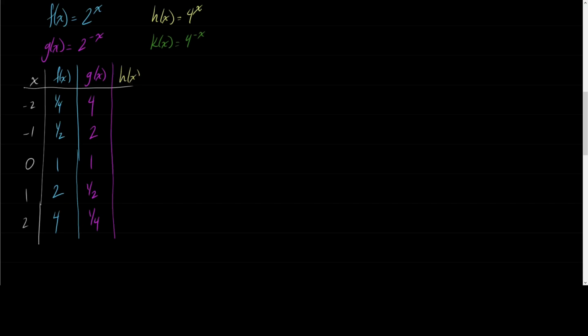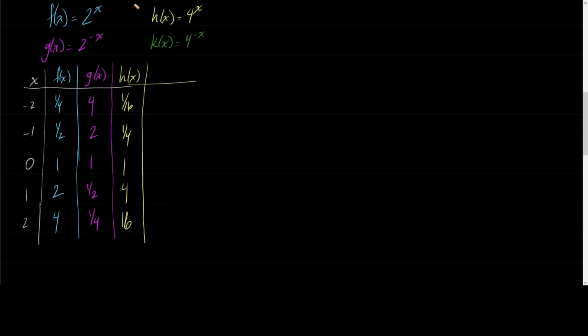Let's look at h of x. When we plug in -2, 4 to the -2 is going to be, well, 1/4 squared, which is 1/16. Plug in -1. 4 to the -1 is 1/4. Plug in 0. 4 to the 0 is 1. Plug in 1. 4 to the 1 is 4. Plug in 2. 4 to the 2 is 16.